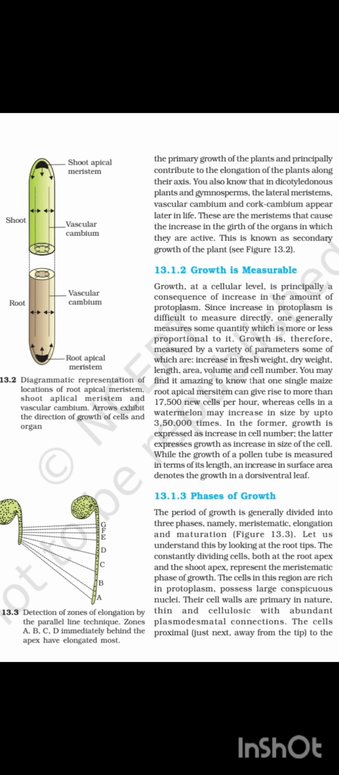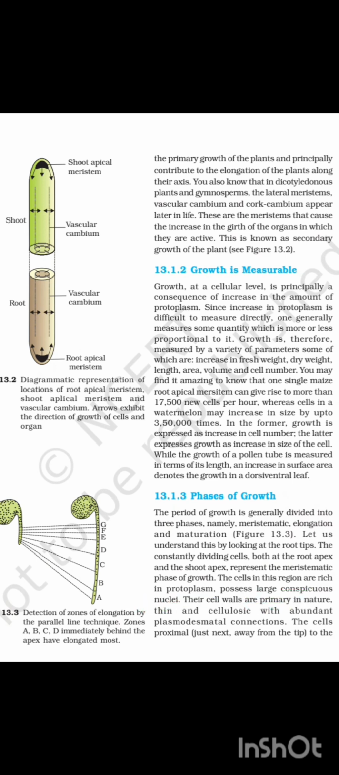13.1.3 Phases of growth. The period of growth is generally divided into three phases, namely meristematic, elongation, and maturation. Figure 13.3. Let us understand this by looking at the root tips. The constantly dividing cells, both at the root apex and the shoot apex, represent the meristematic phase of growth. The cells in this region are rich in protoplasm and possess large conspicuous nuclei.